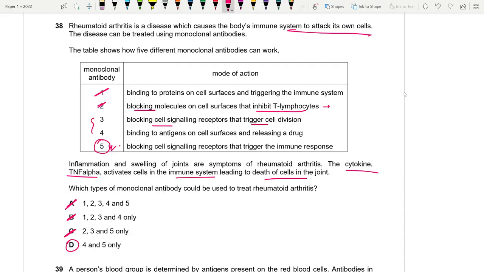So I was a bit confused about 3 and 4, but here's the logic. For 4, binding to antigens on cell surfaces and releasing a drug, this is how the monoclonal antibody works. The drug can work, which actually prevents inflammation and swelling. So 4 is totally fine. What about 3? Why is 3 wrong? Blocking cell signaling receptors that trigger cell division.